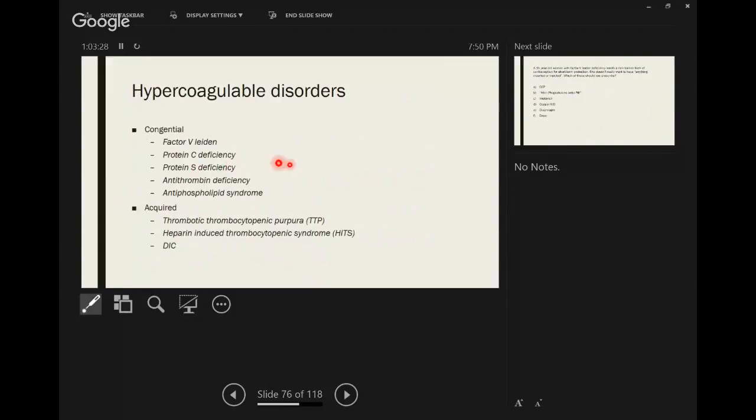Hypercoagulable disorders. Congenital, factor V Leiden is the only one you care about. Acquired: TTP, HITS, and DIC. Heparin-induced thrombocytopenic syndrome, they might test only because you've had a lecture on it. Wait, have you guys done your anticoagulant drugs lecture? Yes. Okay.